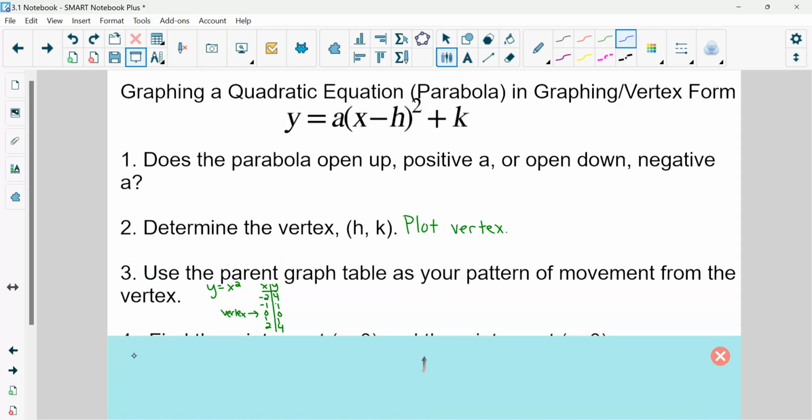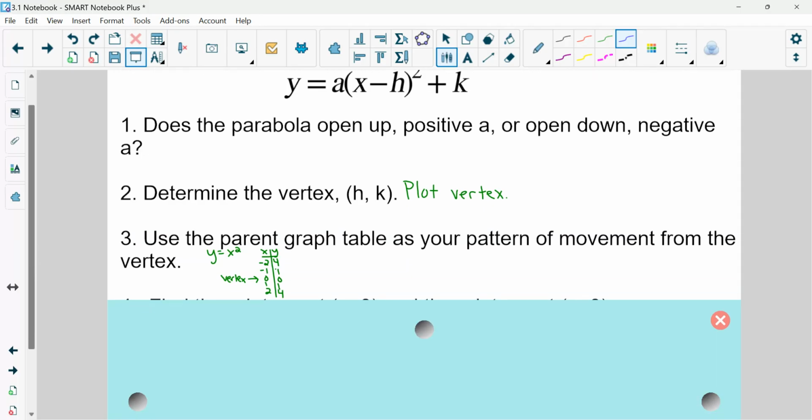So you want to make sure you copy that table down. And again, this is the table we're going to use to help us get more points because it's the same pattern. We just are starting at our vertex now instead of 0, 0.